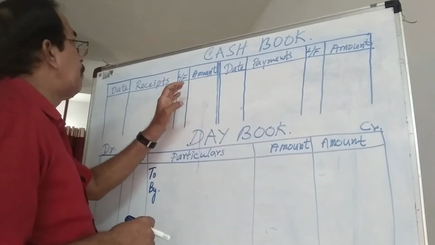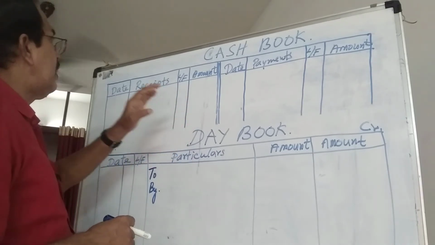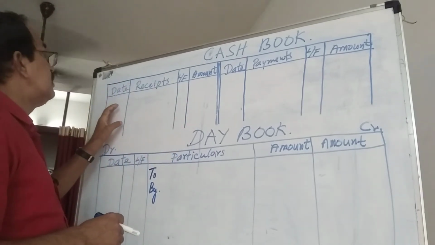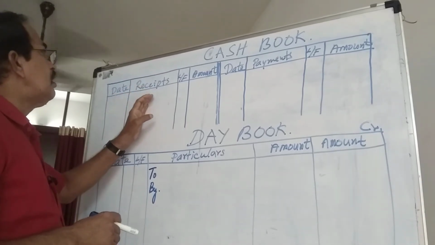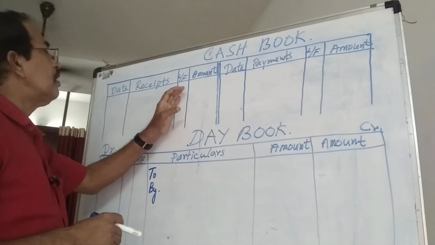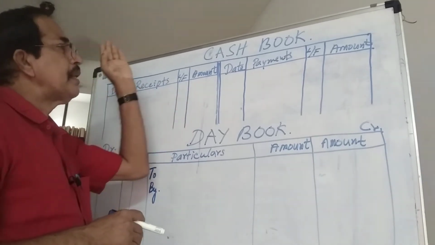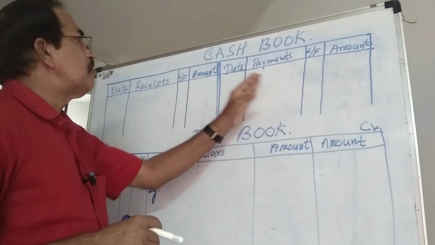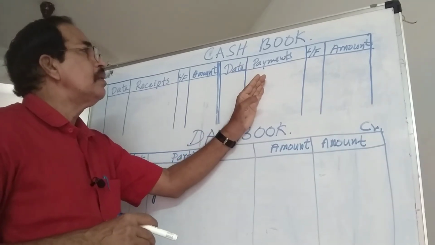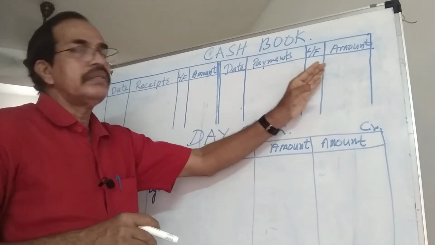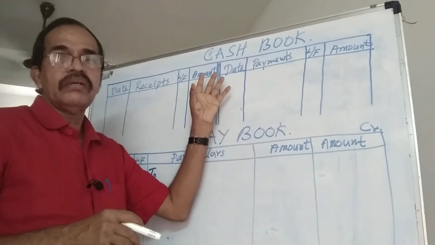Now, if we look at the cash book very closely, we can find that there is a date column on the left side, then there is a receipt column, ledger folio column, and amount column. Most of these columns are repeated on the other side also. We can see that there is a date column again, there is a payment column, there is a ledger folio column, there is an amount column. Some of the columns are repeated. So what shall we do?